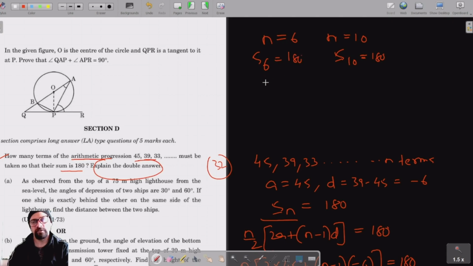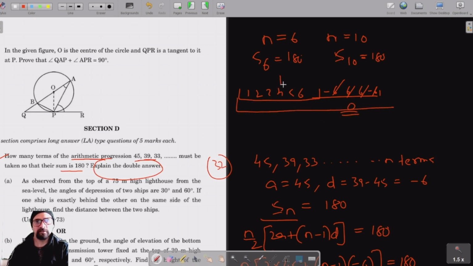How is that possible? Let's say these are the 6 terms: 1, 2, 3, 4, 5, and 6. And after that, the next 4 terms are minus 6, minus 12 and so on, so the positive and negative terms cancel, and the sum of these terms is 0. So till here the sum was 180, and 180 plus 0 is still 180.